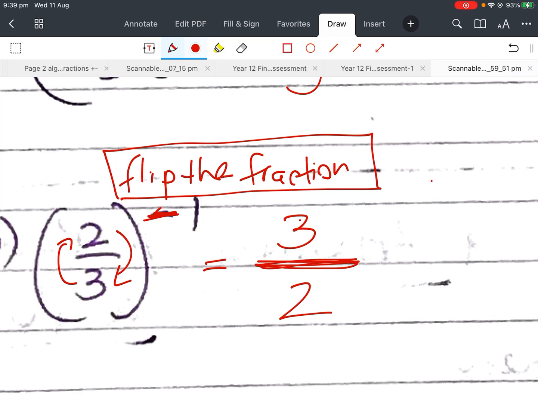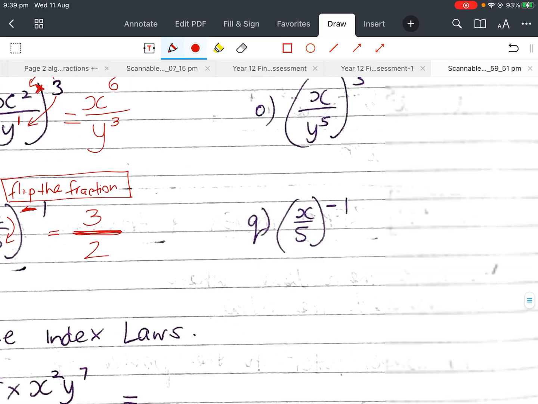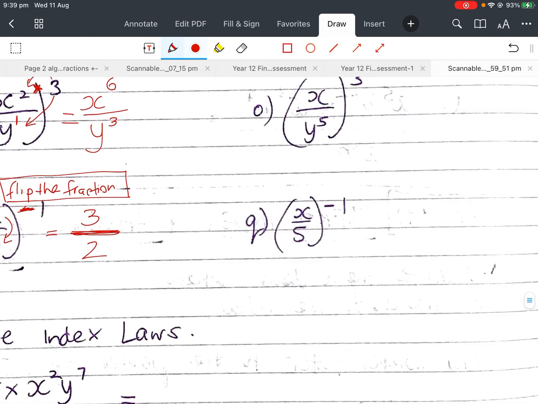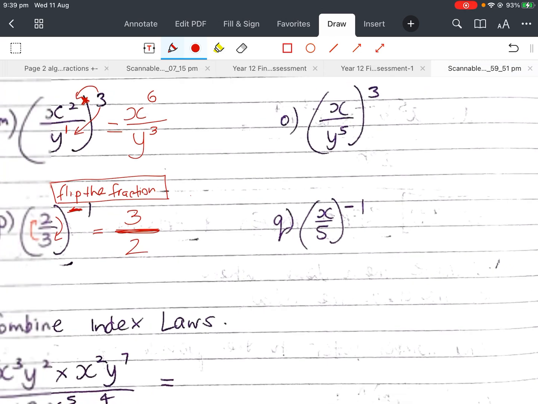So that one's a bit tricky. Watch out for that one. Same with this one. Flip the fraction. 5 will go on the top, x on the bottom.